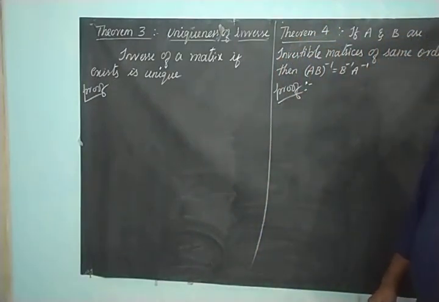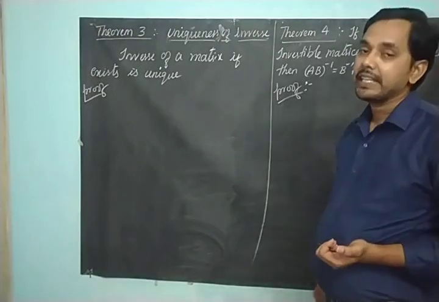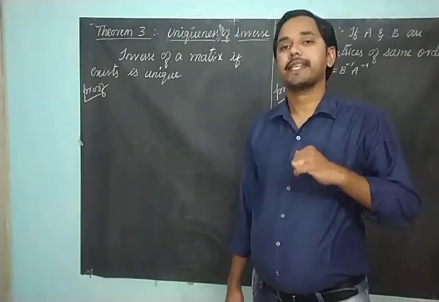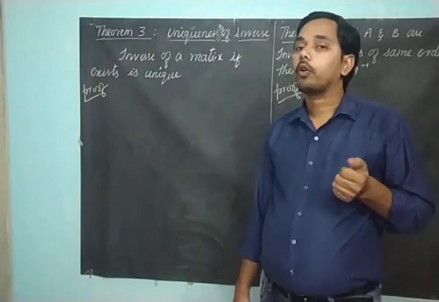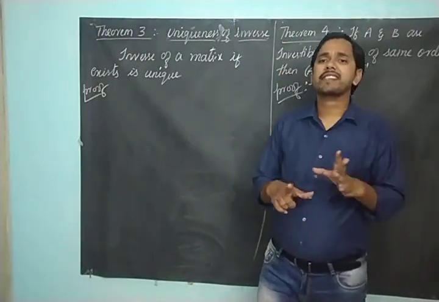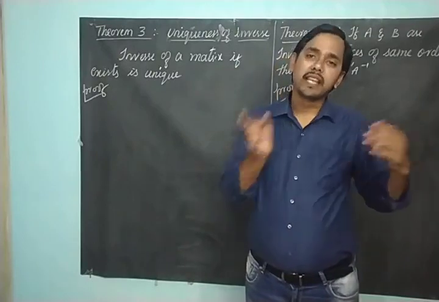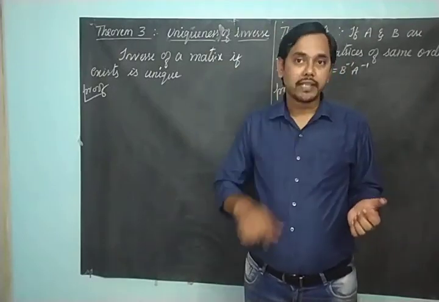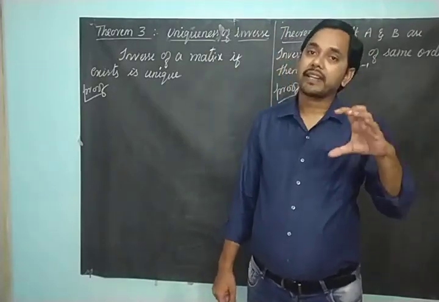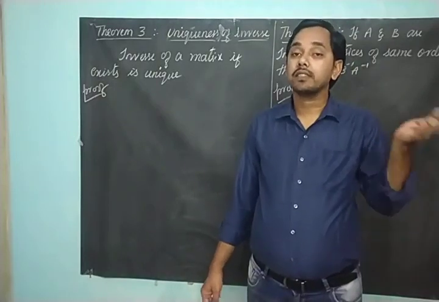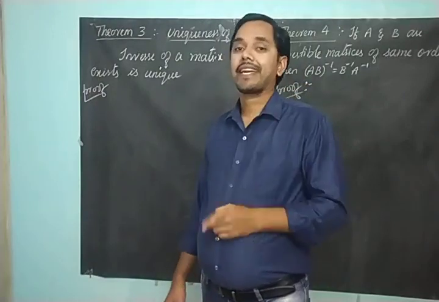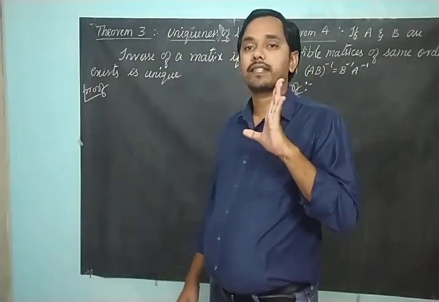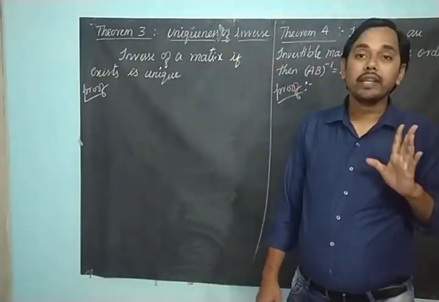First one is the uniqueness theorem, which states that if any matrix A is having its inverse, then that inverse is unique. So if there is a matrix with an inverse, then that inverse is unique for that particular matrix. That means one matrix can have only one inverse.